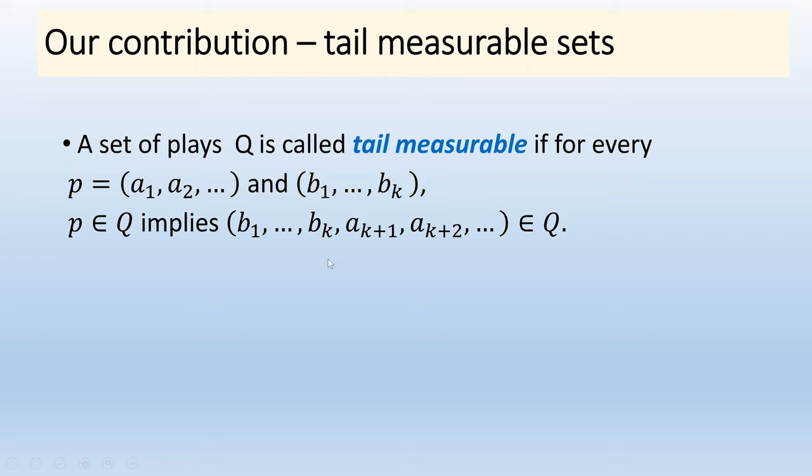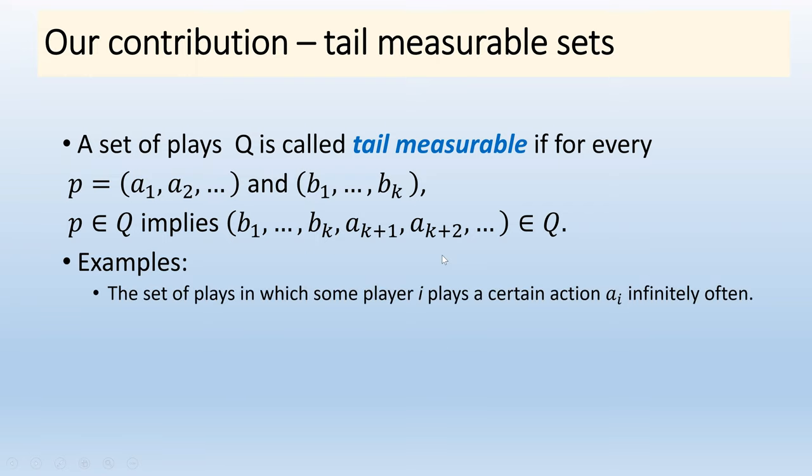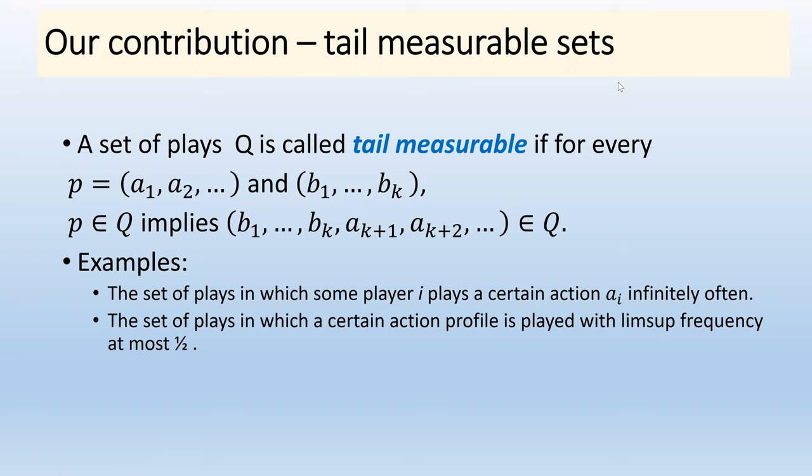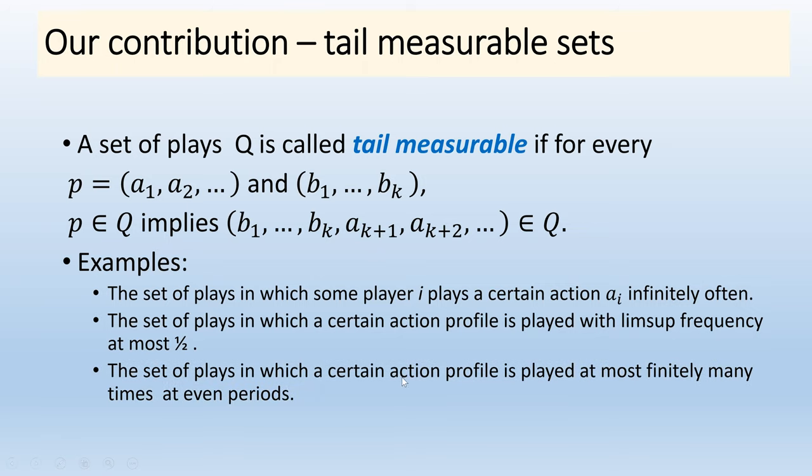You can think of tail sets that are not shift invariant. So here are examples of tail measurable sets. The set of plays in which some player i plays a certain action a_i infinitely often. The set of plays in which a certain action profile is played with limsup frequency of, say, at most half. The set of plays in which a certain action profile is played at most finitely many times at even periods, without any specific condition on the odd periods. So you can see that this is not shift invariant. If we shift it by one, then we change the membership, because of the odd and even. So these are tail measurable sets, and tail measurable sets of plays form a sigma algebra that is different from the Borel sigma algebra.